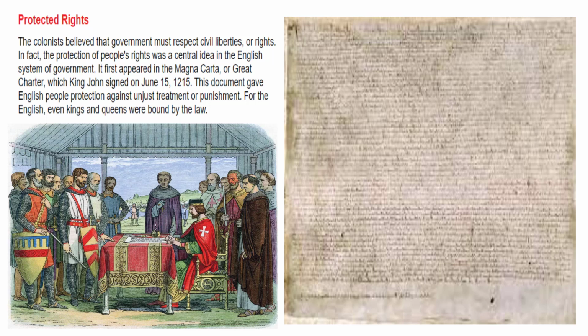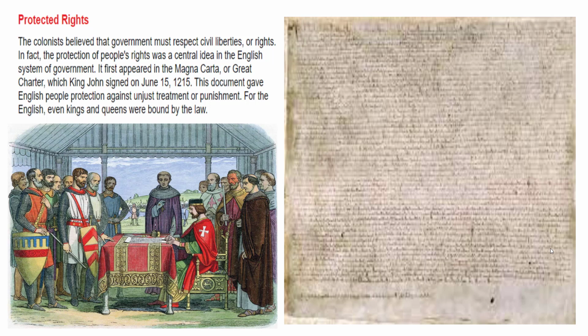Protected rights. The colonists believed that government must respect civil liberties or rights. In fact, the protection of people's rights was a central idea in the English system of government. It first appeared in the Magna Carta, or Great Charter, which King John signed on June 15, 1215, and that document is pictured here on the right. This document gave English people protection against unjust treatment or punishment. For the English, even kings and queens were bound by the law.